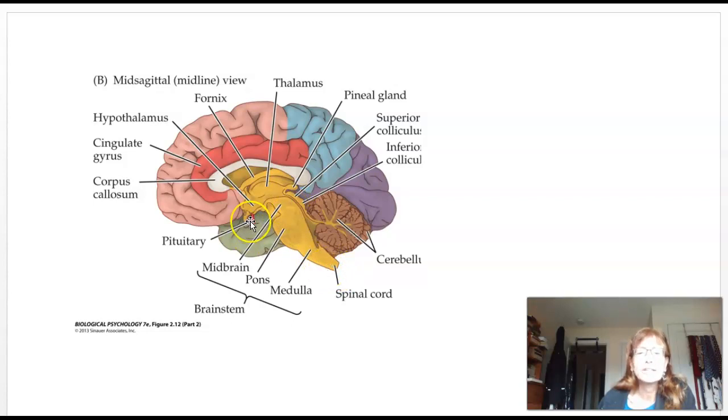Here's our pituitary gland. You know that this is the thalamus, therefore the hypothalamus is right below that. And so that's a really nice view. I'd really recommend looking at this again, and I'll talk about it again too.